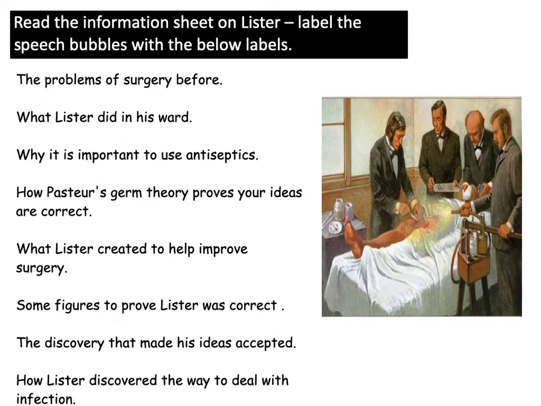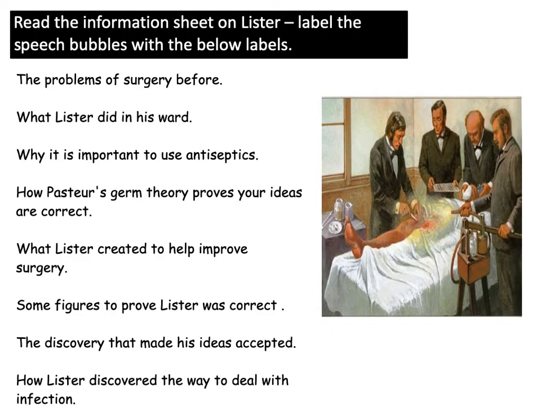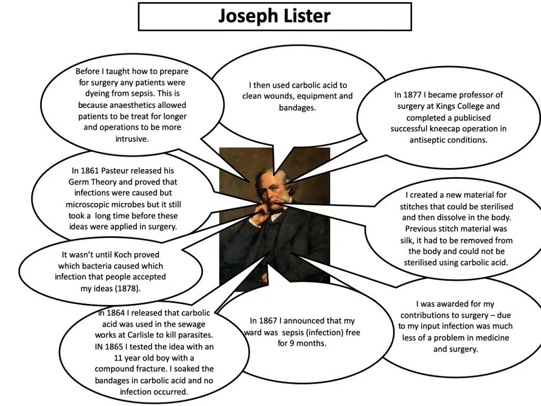So let's now have a go at our task here on the work of Joseph Lister. Read the information on the sheet and label the speech bubbles here with the labels below. So we have 1, 2, 3, 4, 5, 6, 7, 8 different labels. Can you label these up accordingly? Perhaps it's best to print this off and colour code to show the links between the two.